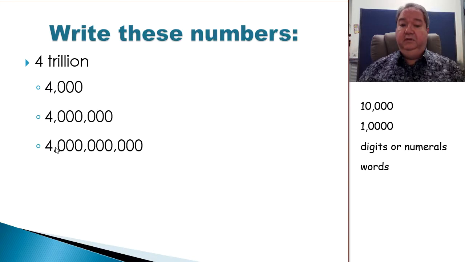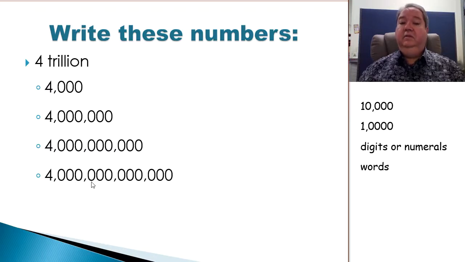Thousand, million, billion, trillion. We need 3 more zeros. 4,000, million, billion, trillion. 4 trillion. If we want to write that only in words, very simple, very easy. 4 trillion. Okay? Hope those make sense to you. Now, those were pretty simple.